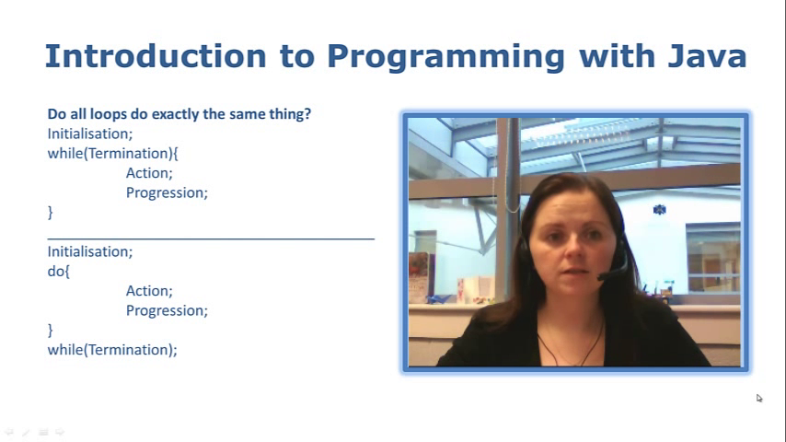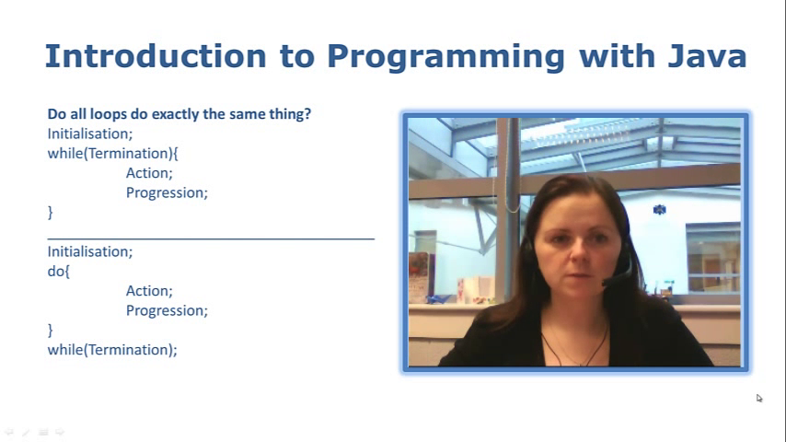Okay, so up till now we've seen that for the most part, the three different loop structures that we've looked at, the for loop, the while loop, and the do while loop, all do pretty much the same thing. But there's one little exception. So let's take a look here.